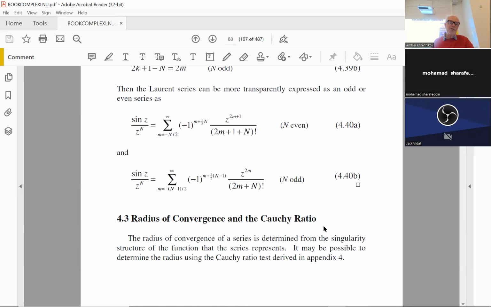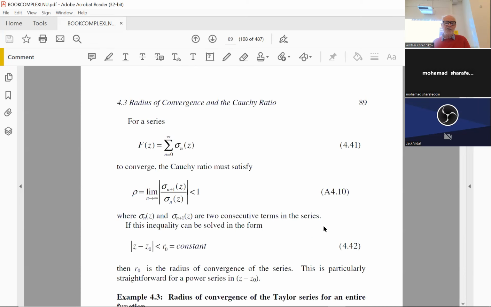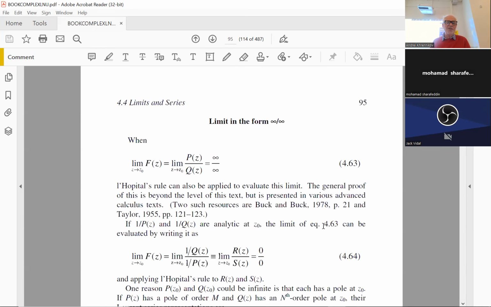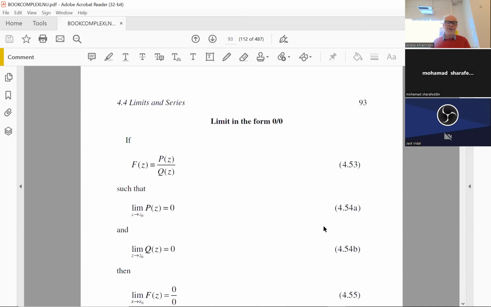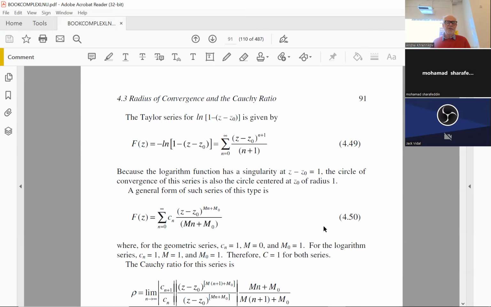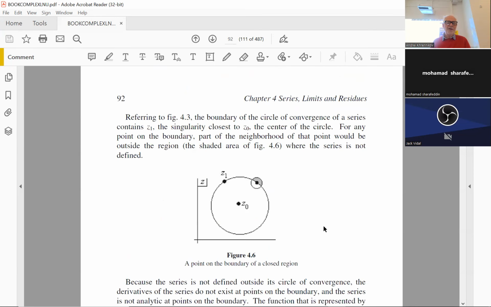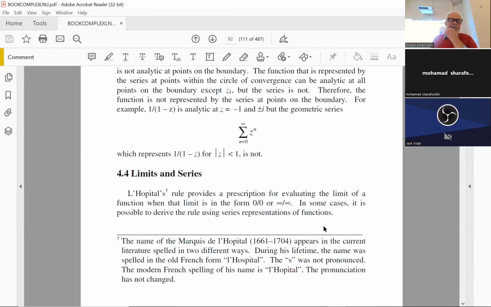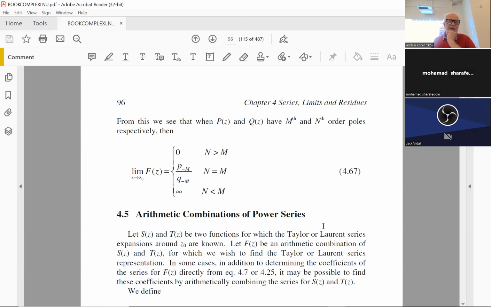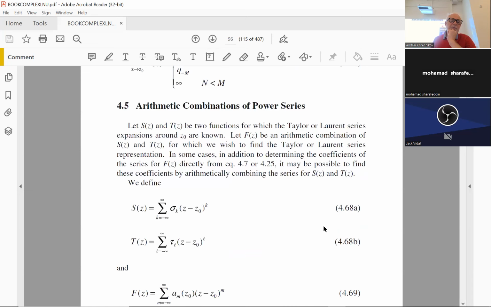Paragraph 4.3 we shall not use. It is a very technical criterion for how to find the radius of convergence. For elementary functions we never use it. We go just to the next paragraph. Radius of convergence, Cauchy. No, this we never shall do.